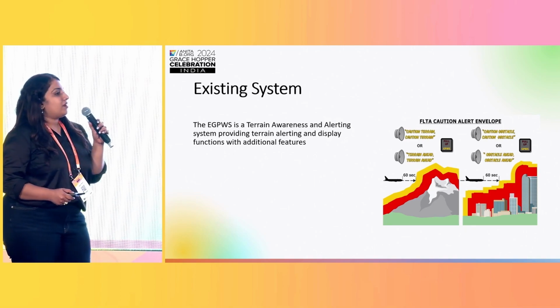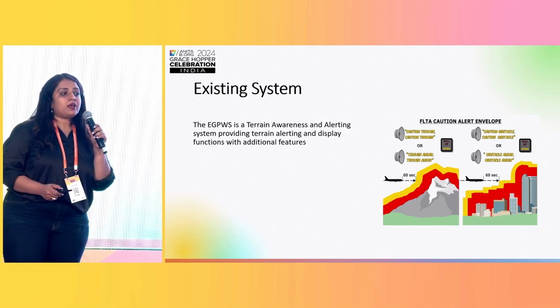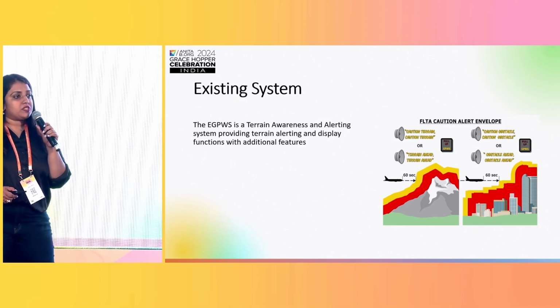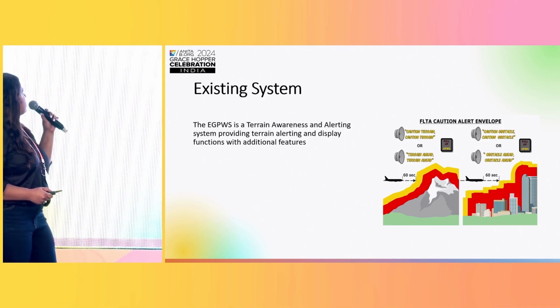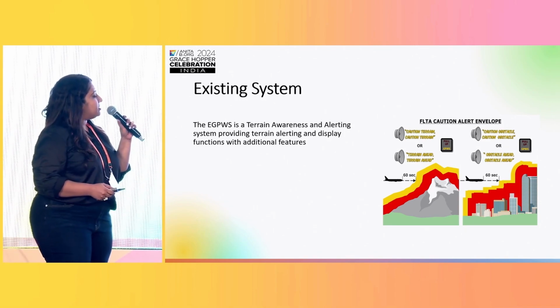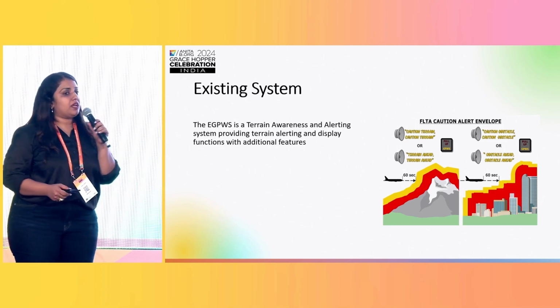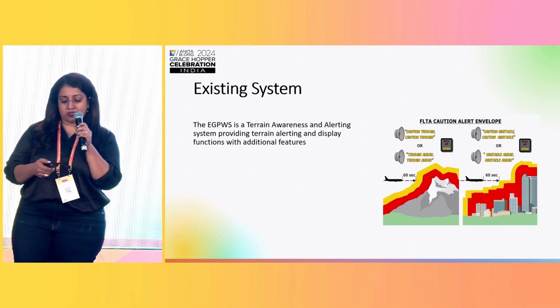GPWS was the ground proximity warning system, but it has its own disadvantages. So it was displaced by the enhanced ground proximity warning system. As it says, when the aircraft is approaching terrain, 60 seconds before, it will give an alert to the pilot. Now I'll tell you what the disadvantages are.